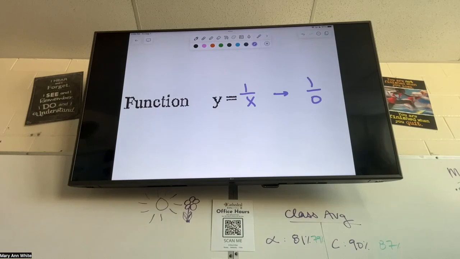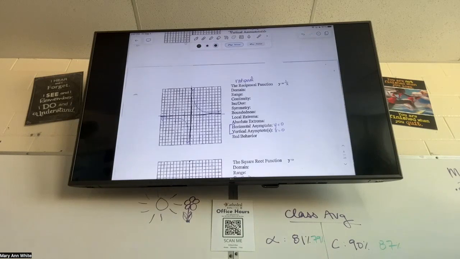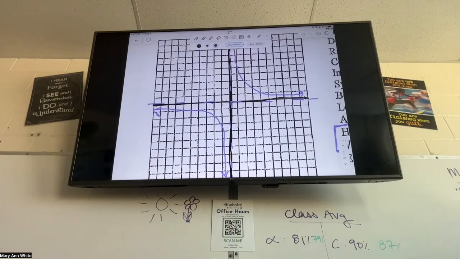Remember when we do slopes and we have 0 on the bottom, we call that undefined? That means it's a straight vertical line. So if I plug 0 in for this, I will not get any answers out, which is why I have an asymptote, because I can never cross the x-axis because there should not be any point there.